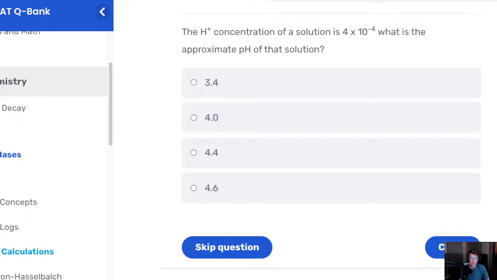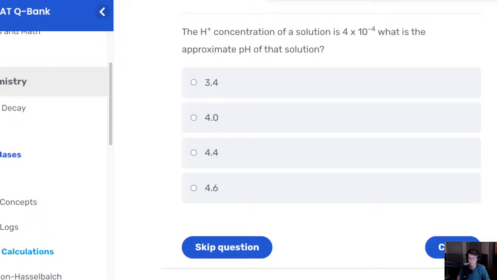So I want to throw this in here for completeness sake. It's probably not something that you're going to encounter on the MCAT, but people will often ask me, hey, Chris, how do we do the math on a log when it's non-standard? Everything that we've been dealing with is pretty standard so far. It's a 10 to the negative value. There's nothing out front. But what happens when we have something like this? The H plus concentration of a solution is 4 times 10 to the negative 4. What is the approximate pH of that solution?